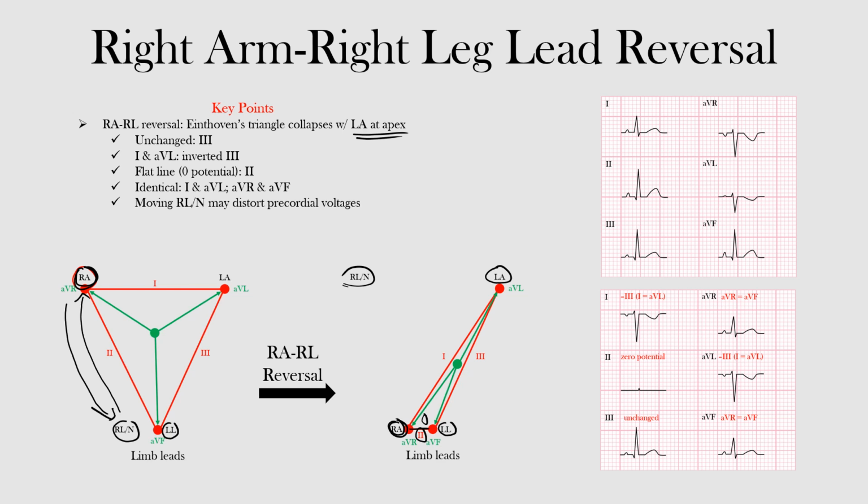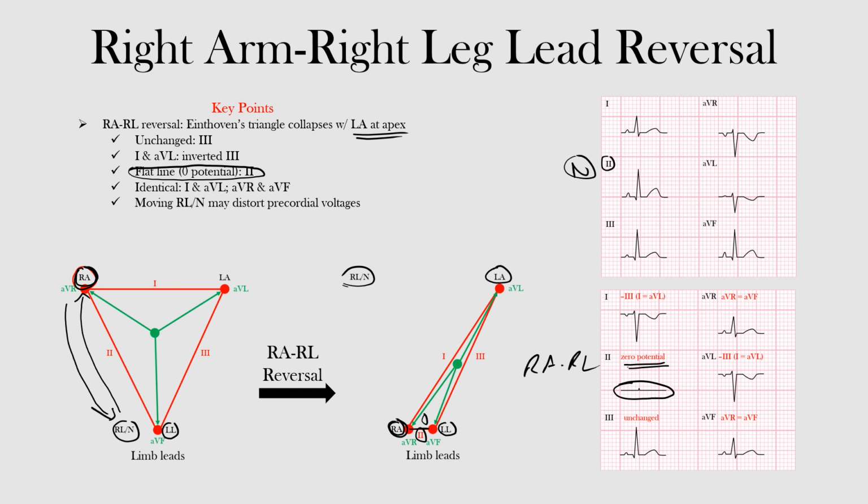If you look here, this is our normal EKG looking at our limb leads, and this is our right arm, right leg reversal in our limb leads, and notice that lead 2 has zero potential. You pretty much get this flat line here in lead 2, so that's an important thing to be aware of. This flat line showing zero potential of lead 2 can help distinguish it from other types of limb lead reversals.